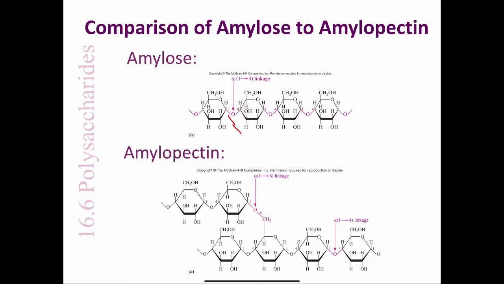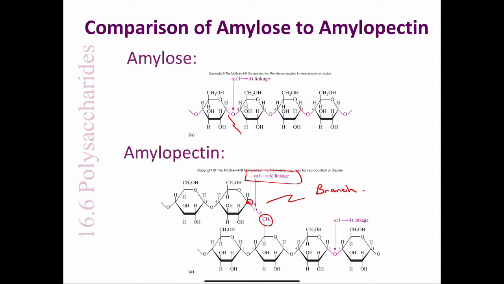The difference between amylose and amylopectin is this branching here. We have these branches coming off every 20 to 25 units, and those branches are alpha 1,6. What that means is that the branch is alpha, coming off of an anomeric carbon, and it's between carbon 1 and carbon 6 of another glucose unit. So that's the alpha 1,6.